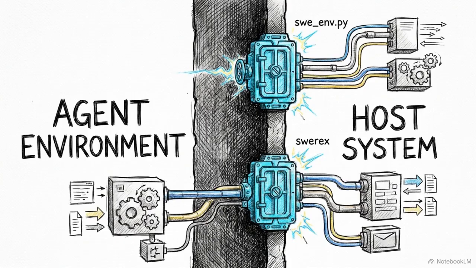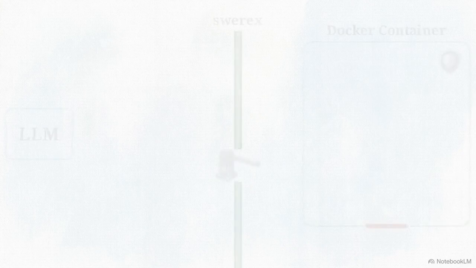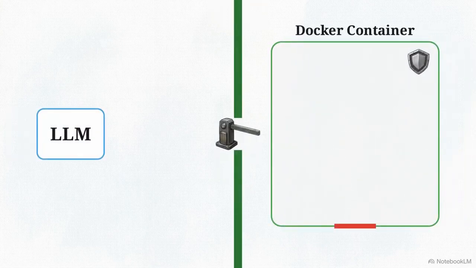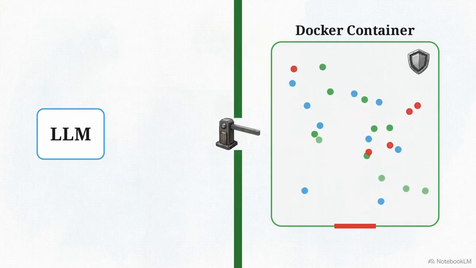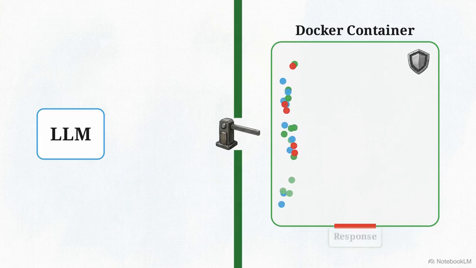To enforce a hard boundary between the agent and the host, SWE-agent utilizes 2 components: SWE-env.py and swerex. Look at this layered schematic mapping the execution boundary. The language model generates an ACI command. That command must pass through an impenetrable wall managed by swerex, which routes the execution directly into a confined Docker container. There are no return paths to the host, except through a single restricted output channel.